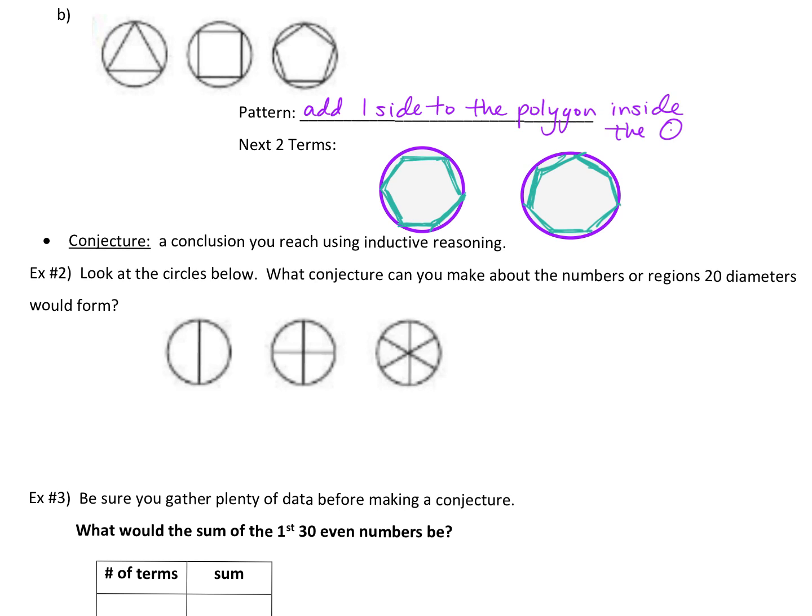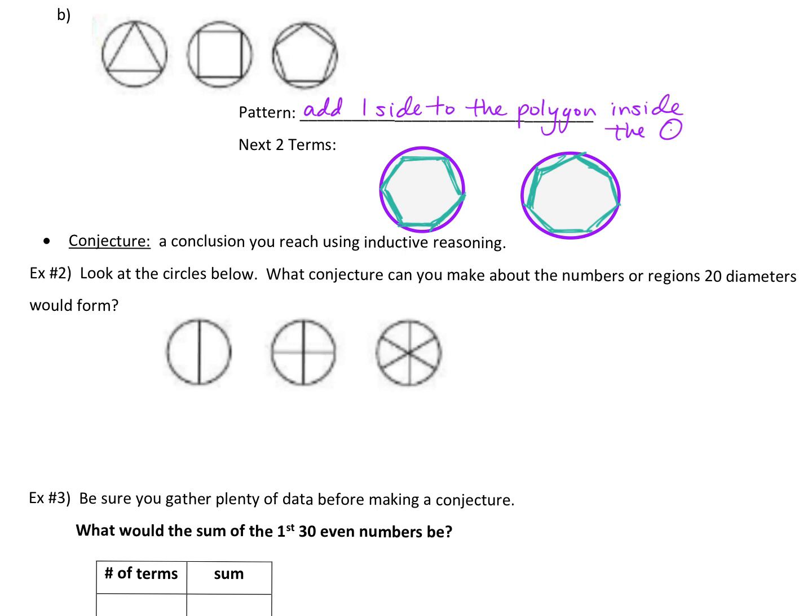I would say a conjecture is, two words, like an educated guess, right? It's saying, here's what I think is going to happen, even though I don't have evidence that it's going to happen, but it's a conclusion that I've reached because I'm reasoning through something. So it's a pretty good chance that the thing I think is going to happen is going to happen. A conjecture.